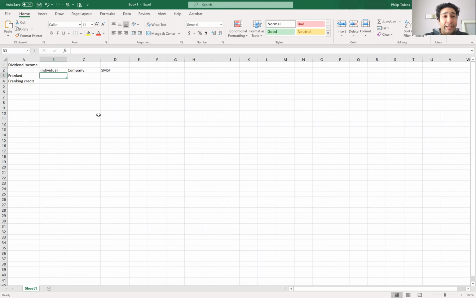Now let's say you as a shareholder receive $20,000 as a franked dividend. So let's just do the dollar sign to make it more readable. So $20,000 is dividends that each of these shareholders receive.